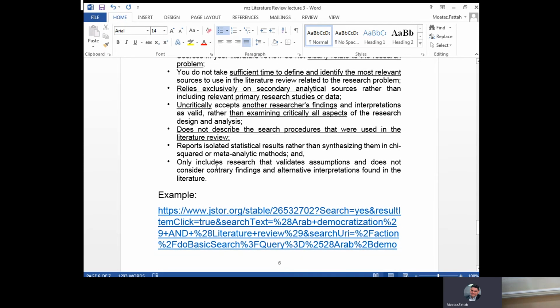and quantitative analysis. Only includes research that validates assumption and does not consider contrary findings and alternative interpretations found in the literature, as if all your mission is to report to me what those people who are saying good things about Egypt say, and people who are critical of the Egyptian political regime, you just ignore them. No, I don't want to consider any literature that discusses the drawbacks, the minuses of what's happening in Egypt after the 2013 revolution.